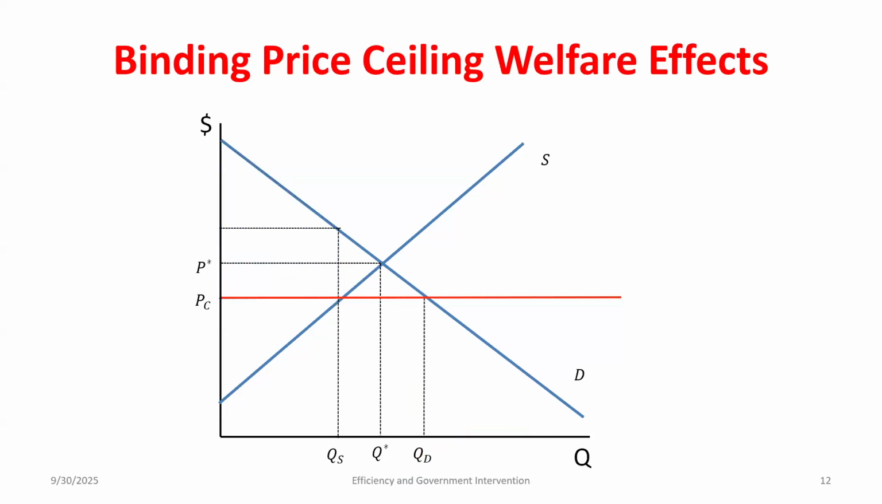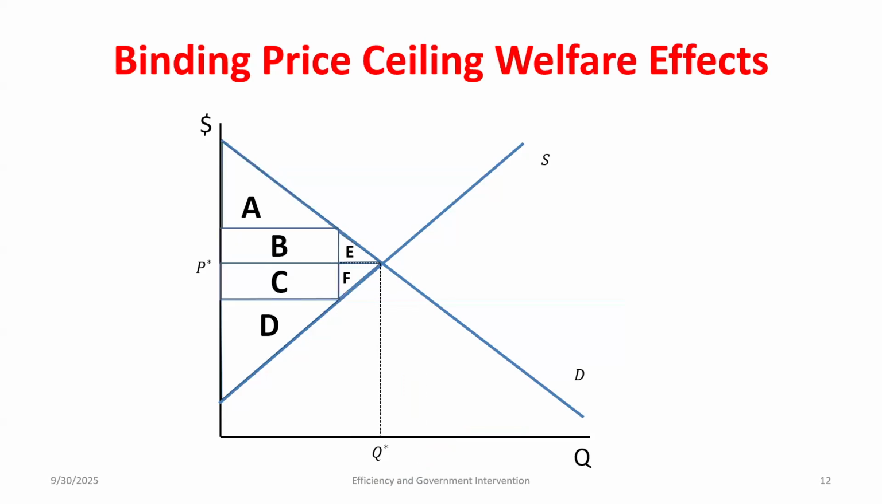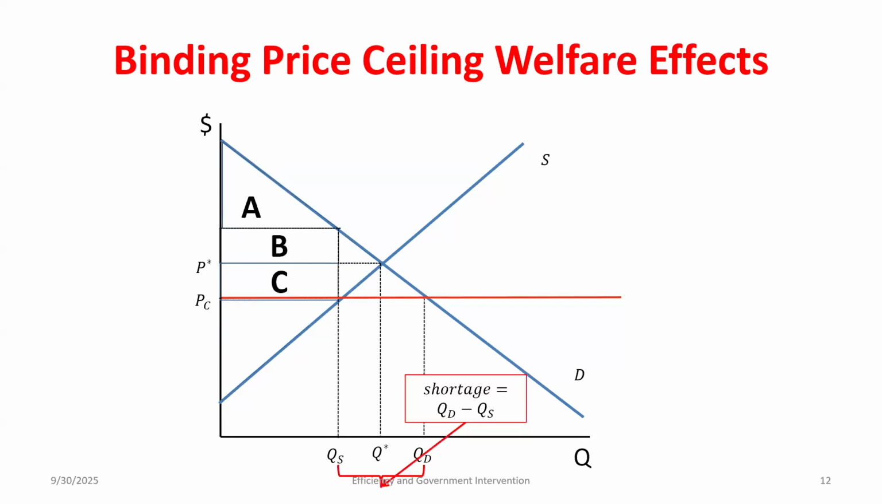Now, what happened to consumers? They had A, B, and E before. Now they have A, B, and C. What did they lose? They lost this little area of E, but they gained the area of C. They end up being better off, right? Small loss for a larger gain. Consumer surplus will always be better off after these price ceilings.